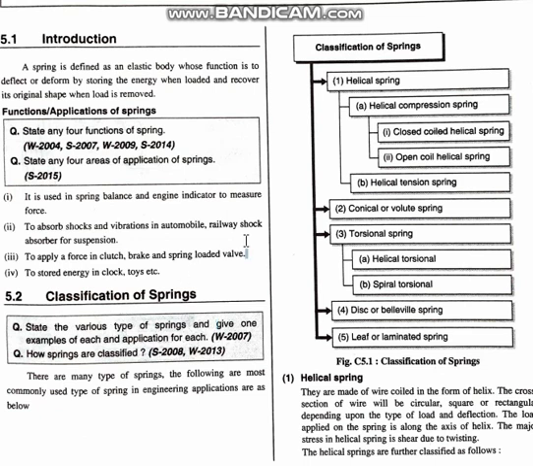So in that we have seen different types of springs and a little bit about terminology and other things. Now, if you say classification of springs, springs can be classified as helical springs, conical or volute springs, torsional springs, disc or bevel springs, and leaf springs. Under the helical springs, there can be helical compression spring and helical tension spring. Under the helical compression springs, it can be closed coil helical spring or open coil helical spring. We'll see what is closed coil and what is open coil.